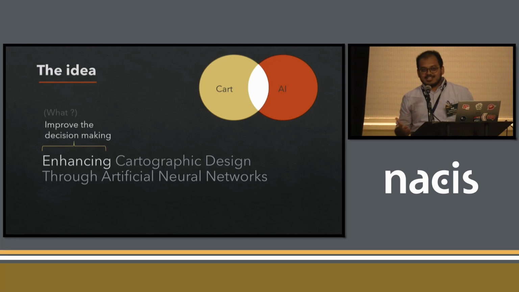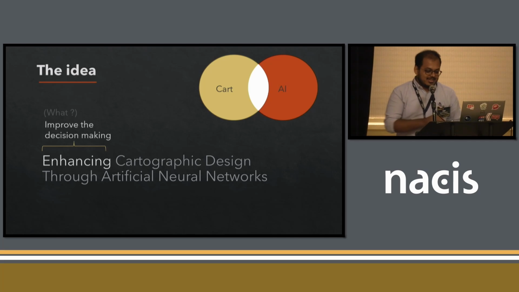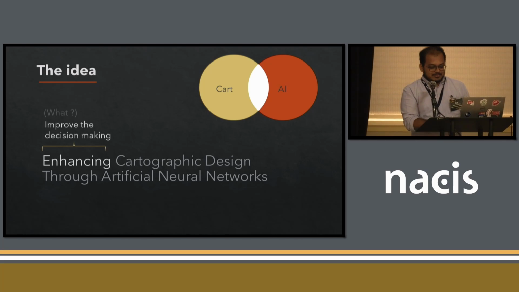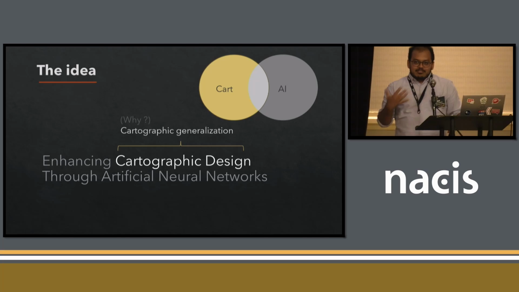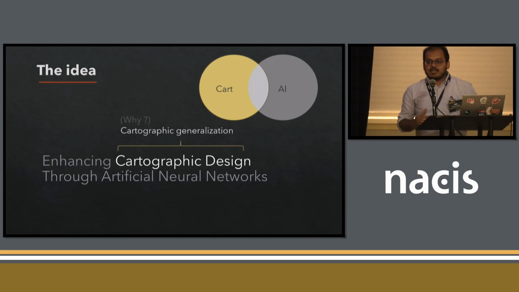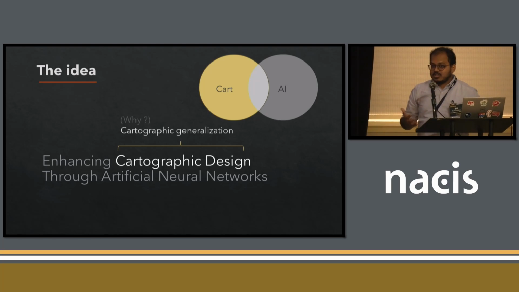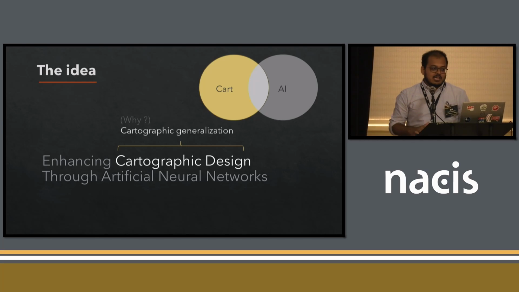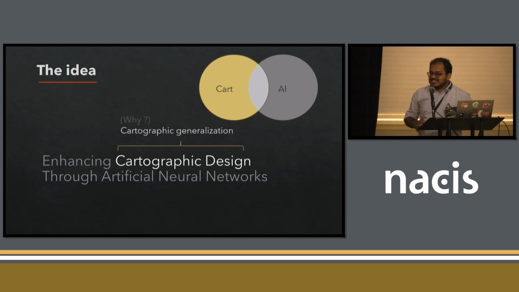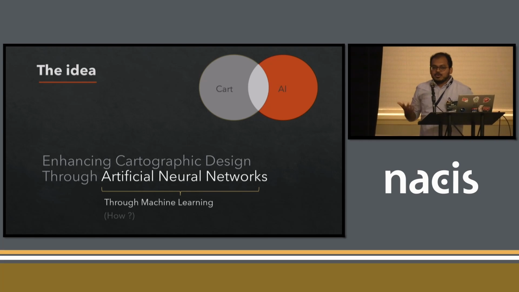People might often ask, what do you mean by decision making in cartographic design? I would speak more towards the end of the presentation. So here, when I'm talking about cartographic design, I'm specifically talking about cartographic generalization. And why cartographic generalization? I would answer this question in a while. And how are we going to do it?